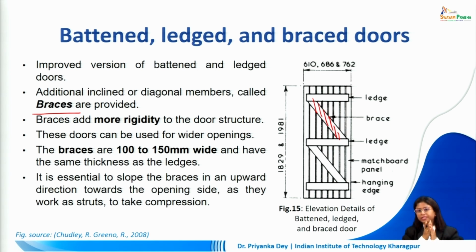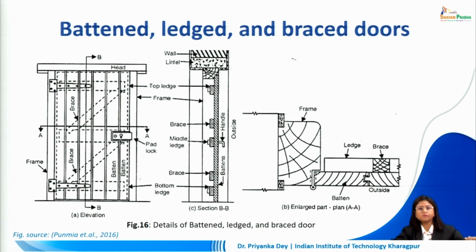Now, the braces and the ledges should be the same in cross section so that it does not protrude out beyond the face of the door. It is also essential to slope the braces in an upward direction towards the opening side, as they work as struts and they take compression. So, they all will be aligned in the same direction. This is what the cross section will look like. This is where the ledge and the brace come in.